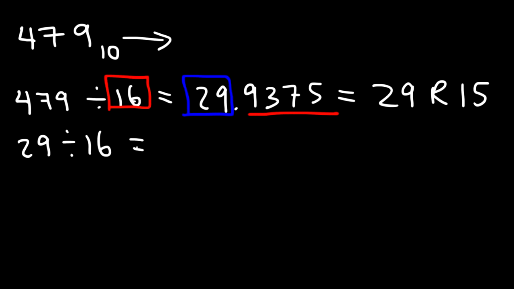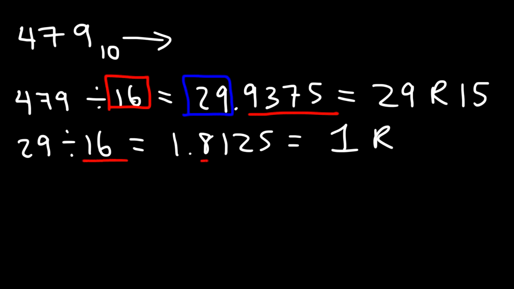So 29 divided by 16, that's equal to 1.8125. So that's one remainder. And to find the remainder, multiply 16 by 0.8125. And so that will give you remainder 13.